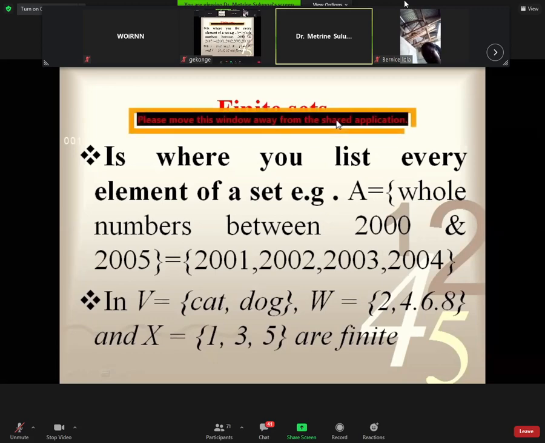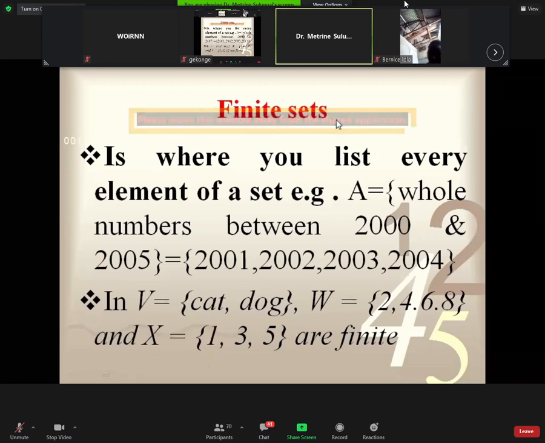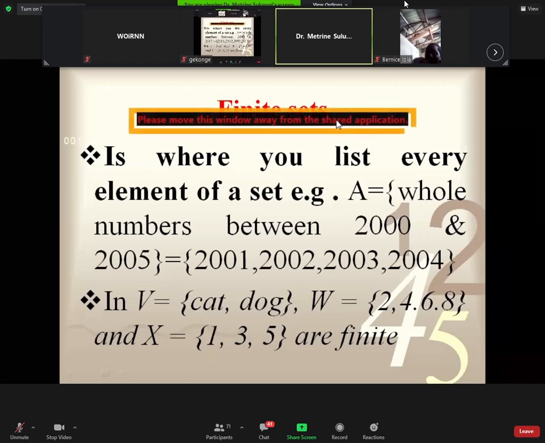So, to give an example, A is equal to whole numbers between 2000 and 2005. I have described the elements of that set, and I've also gone ahead and listed the elements. I'm able to list all the elements, and therefore this qualifies to be a finite set. V has cat and dog. It qualifies to be a finite set because I've listed every element of that set. Cat and dog has only two elements. Same to X down there.